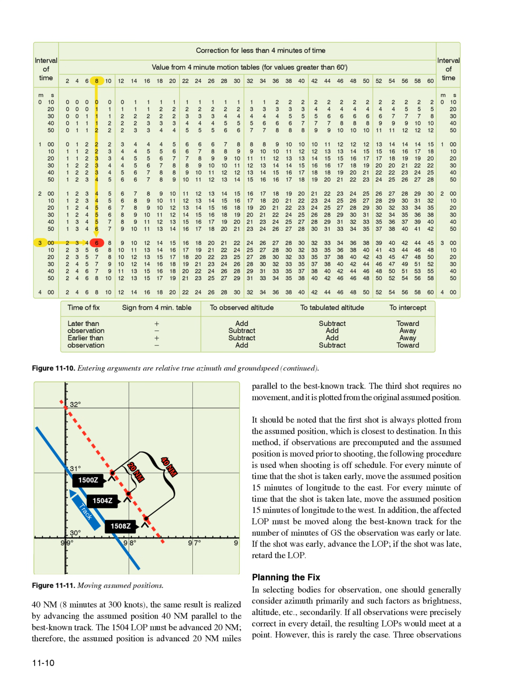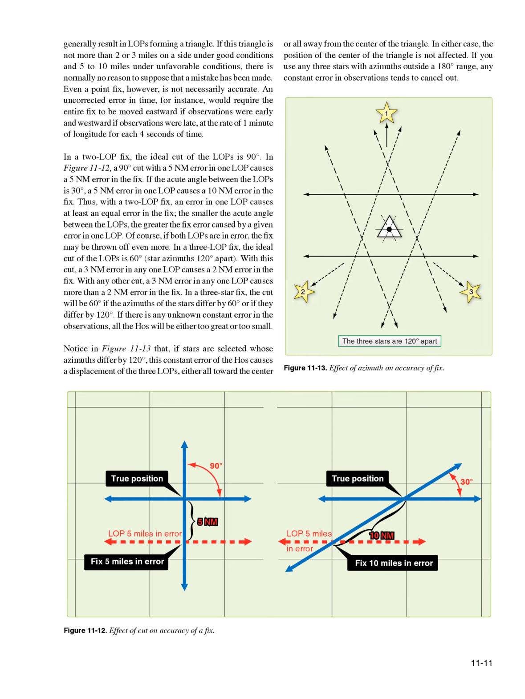Planning the fix. In selecting bodies for observation, one should generally consider azimuth primarily and such factors as brightness, altitude, etc., secondarily. If all observations were precisely correct in every detail, the resulting LOPs would meet at a point. However, this is rarely the case. Three observations generally result in LOPs forming a triangle. If this triangle is not more than 2 or 3 miles on a side under good conditions and 5 to 10 miles under unfavorable conditions, there is normally no reason to suppose that a mistake has been made. Even a point fix, however, is not necessarily accurate.